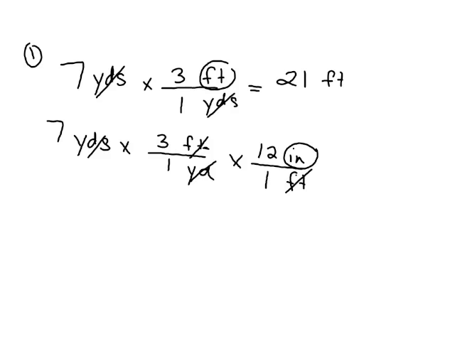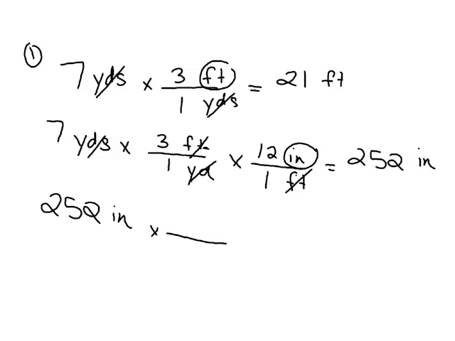Then multiply 7 times 3, 21, times 12. 252. And what's the unit of measurement I was left with? Inches. How would you double check that to make sure you got it correct? I want to go backwards. 252 inches, I want to convert back to yards. You can divide it by 36 because you know 36 inches is a yard.